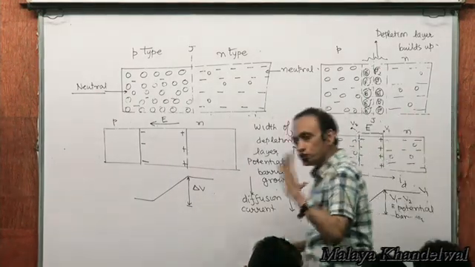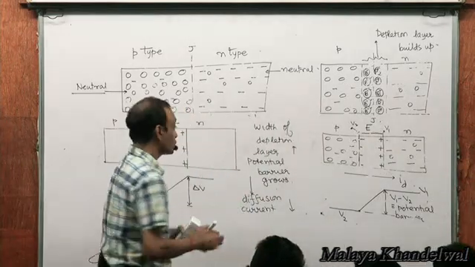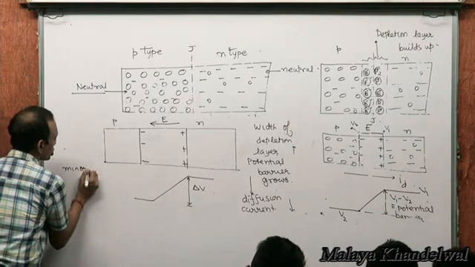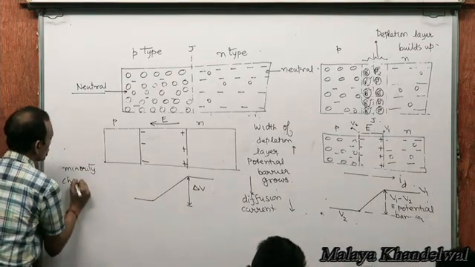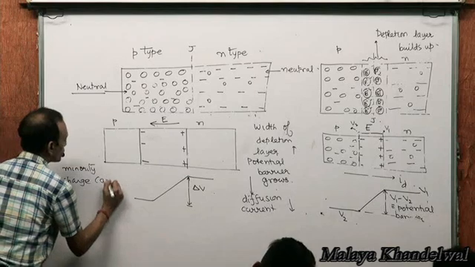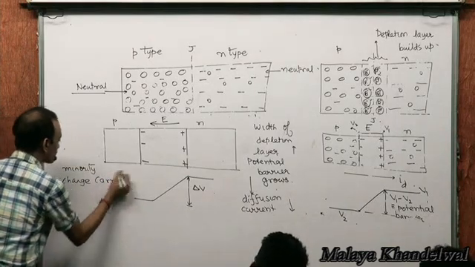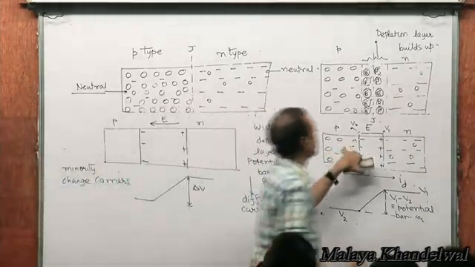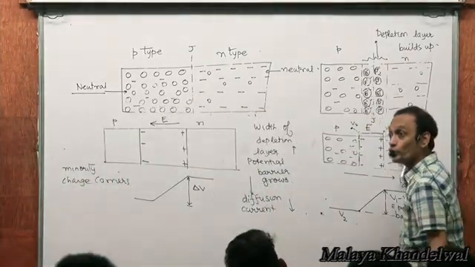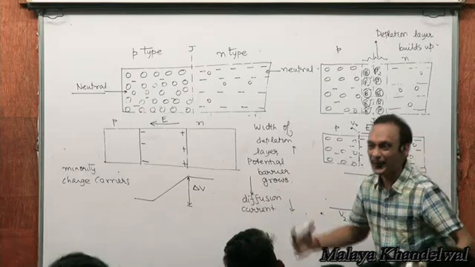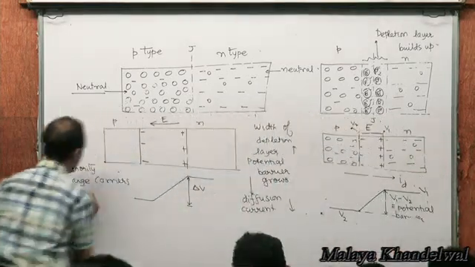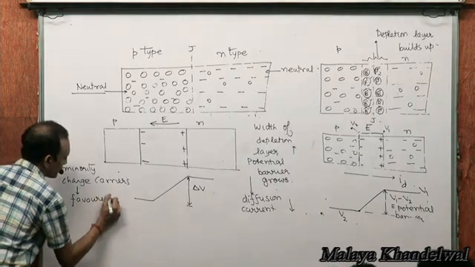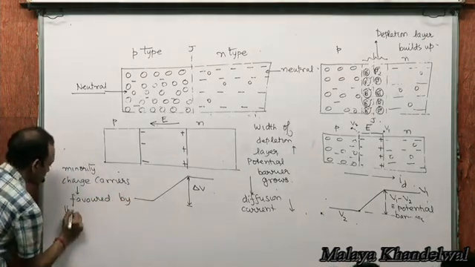So even though the diffusion current has decreased, minority charge carriers, meaning electrons on this side and holes on this side, are favored by the electric field. Minority charge carriers are favored by the potential barrier.